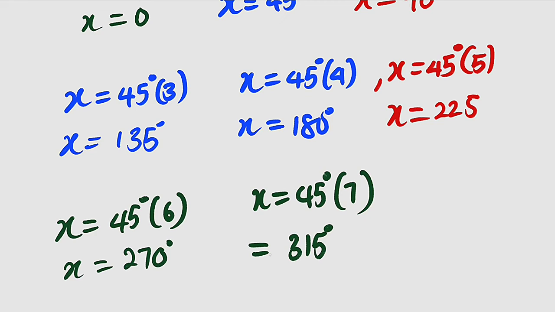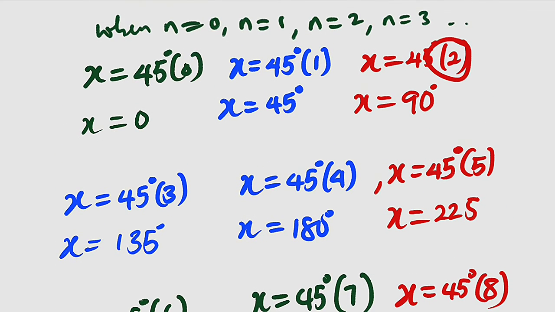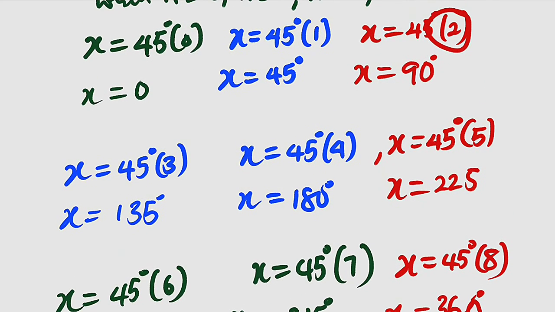315. This is the value of x. Then when n is equal to 8, we have x equal to 45 degrees multiplied by 8, and x is equal to 360 degrees. And since we have 360 degrees, we cannot substitute the value of n equal to 9 because it will go greater than that. So if we stop here, we count the number of solutions, we have 9 of them.